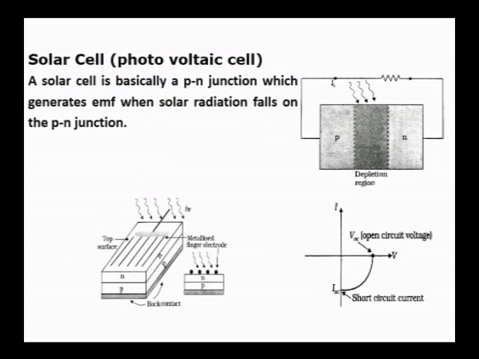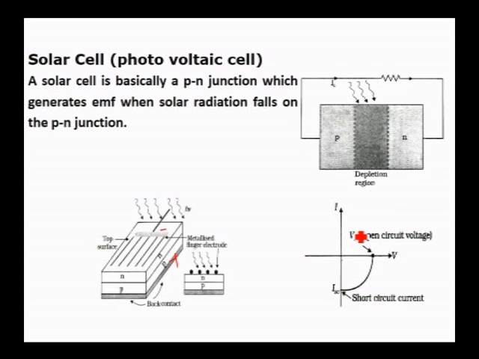Solar cell is another junction device, and it will generate EMF when solar radiation falls on the device. And when radiation falls on the device here, electrons and holes so generated will be pushed respectively towards the N type and P type. They will be collected by the respective electrodes, and the minuses piled up on one side and plus on the other side will develop the EMF.